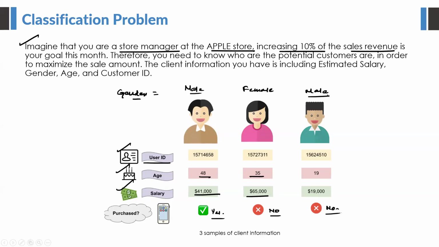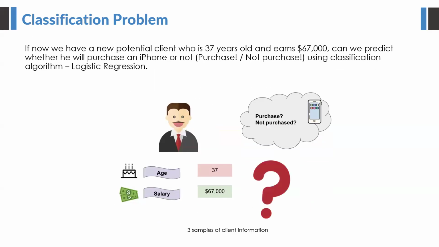Now in this case, in order to maximize the sale amount, the client information you have includes the estimated salary, gender, age, and customer ID. According to this information, we feed it into the model, and we are expecting that this classification model should be able to predict for a new sample data. And this is how the new sample data is represented.